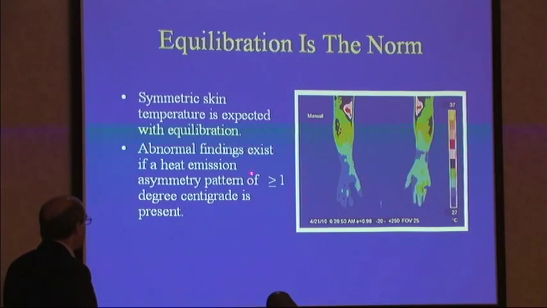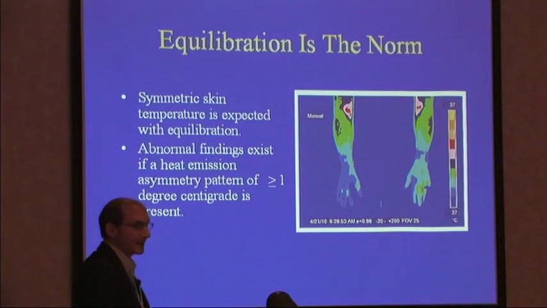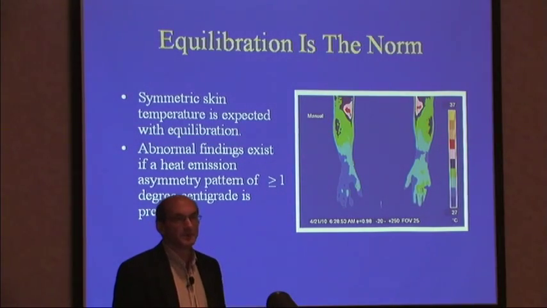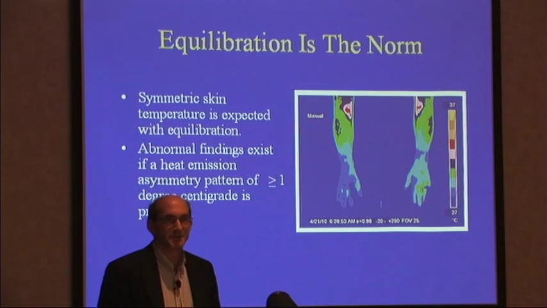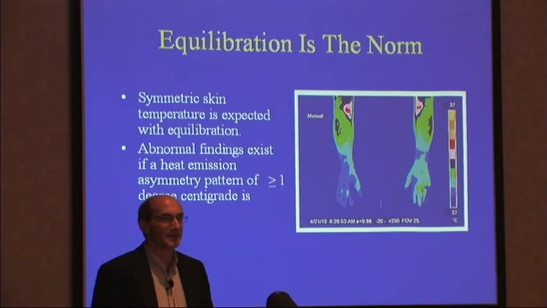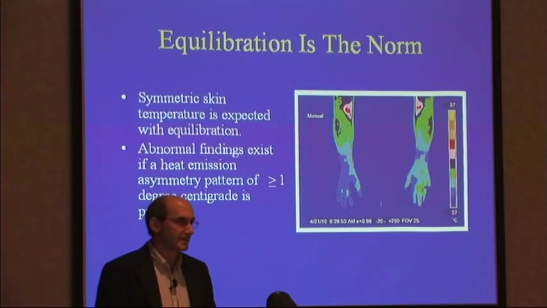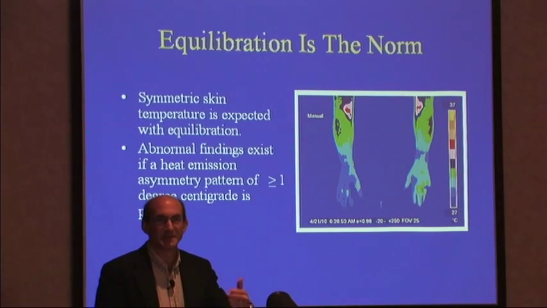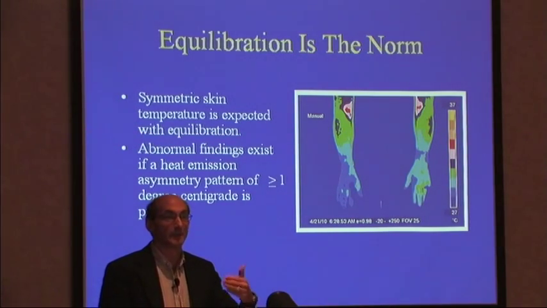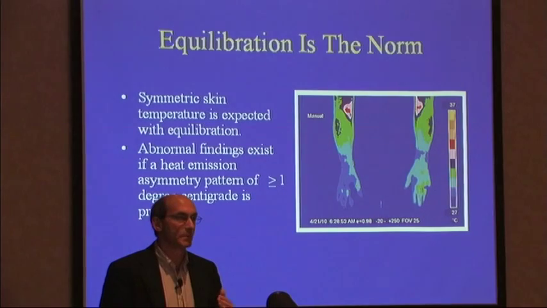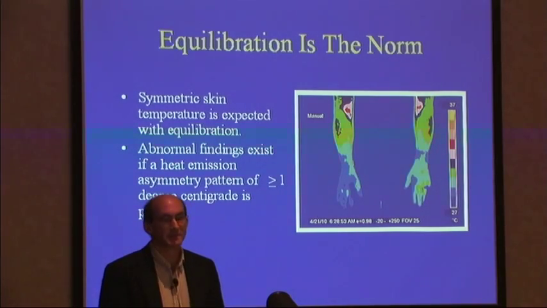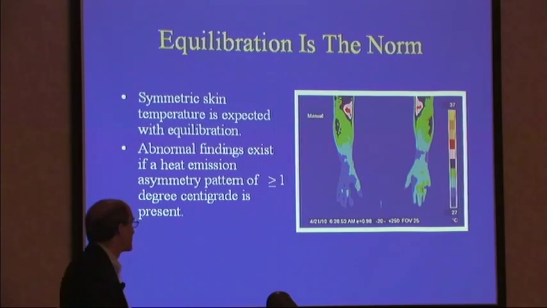And in fact, as Dr. Ryoshiki mentioned, Uematsu first showed all the data. If you use a greater than 1 degree centigrade change from side to side, that is an abnormal finding. Dr. Ryoshiki's gotten some very detailed specific numbers that are lower than that. We use a 1 degree cut. We're way over his standard deviation numbers.